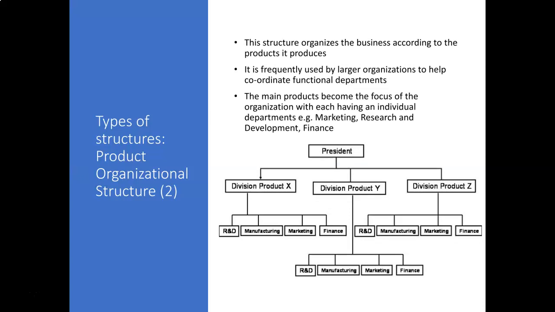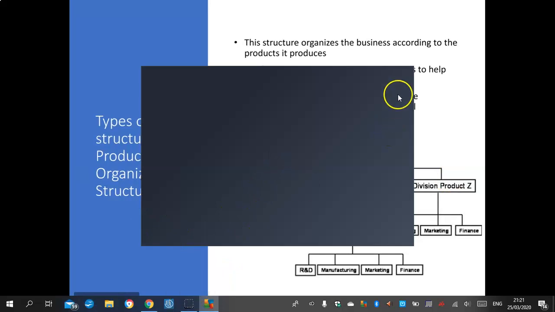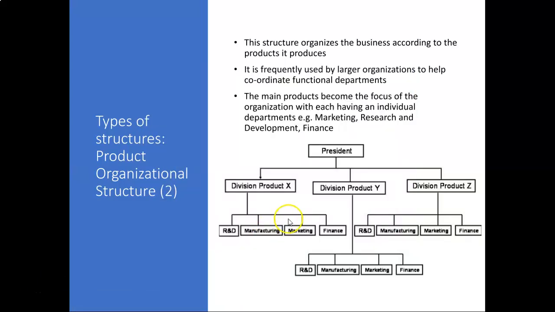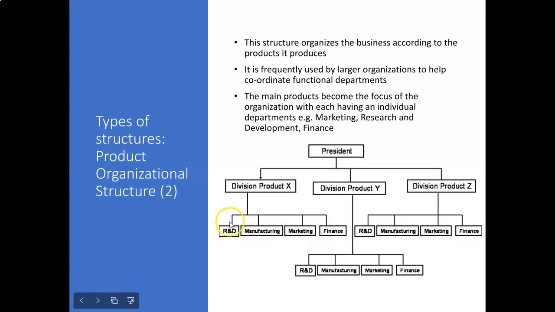President is at the very top of the chart. Here is the division of product X. Here is the division product Y, and here is the division product Z. Sorry for the interference. As I was continuing on, R&D, then it's manufacturing, then it's marketing, then it's finance. Again, from this section here, and then it's this section here. Same division, but the main difference is just a different product letter. Okay, let's go into the next slide and present the next organizational structure.